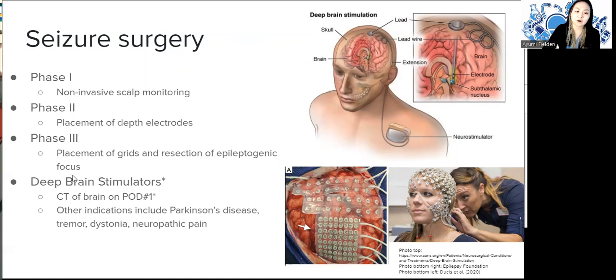Deep brain stimulators are indicated for tremors, like a Parkinson's disease tremor, dystonia, or neuropathic pain. Those are invasive, but do not require extensive monitoring. But often a CT of the brain is done on post-op day 1 or day 0. So just be aware that you need to look for the order. The big risk with those deep brain stimulators is pneumocephalus, so air in the brain. And when they see that on the CT, often they'll keep the patient on a 100% non-rebreather and try to get that air to shrink.